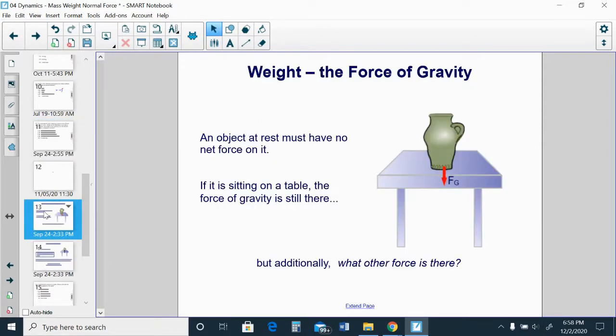Okay, so next I just want to quickly explain another type of force. We know that an object at rest must have no net force on it. Since it is at rest, there is no acceleration being experienced. If there is an acceleration, there must be a force. But in this case, we have a net force that equals 0. So if it is sitting on a table, the force of gravity is still there. But additionally, what other force is there? It has to equal 0 since the object is not moving. So we know there has to be another force that is opposing the force of gravity.